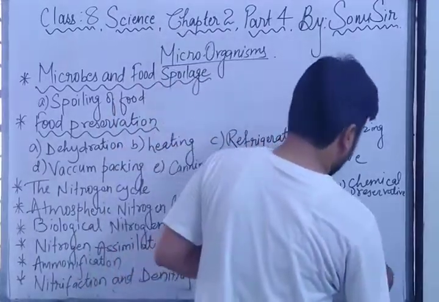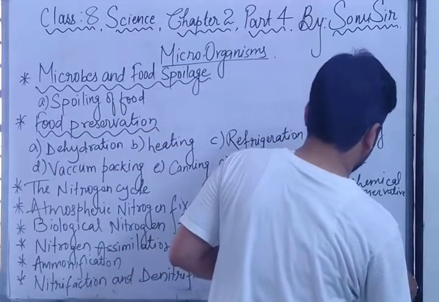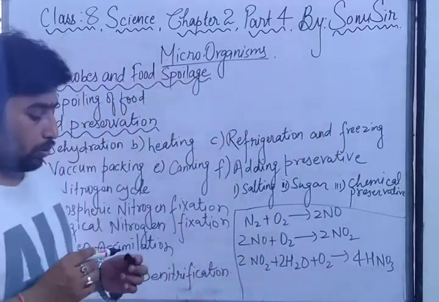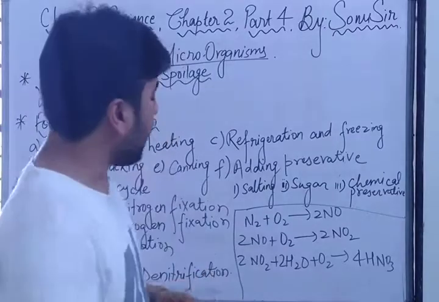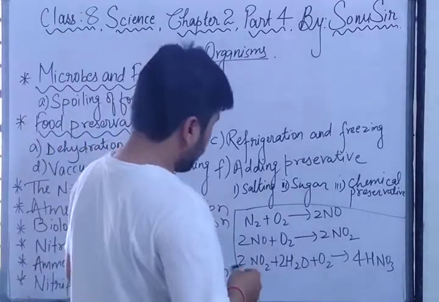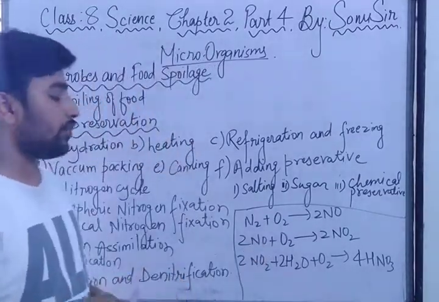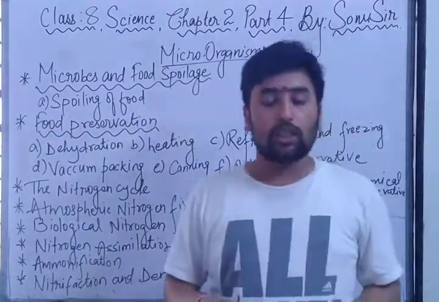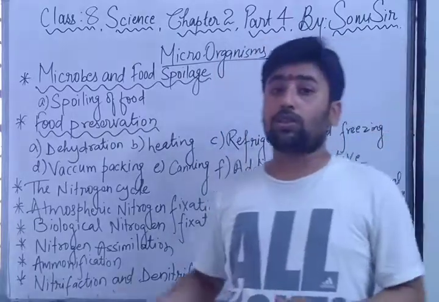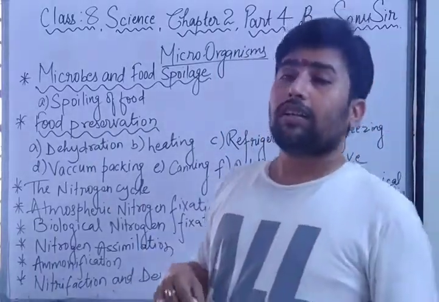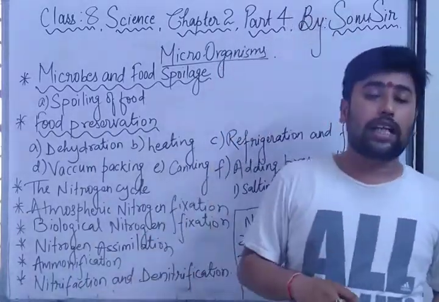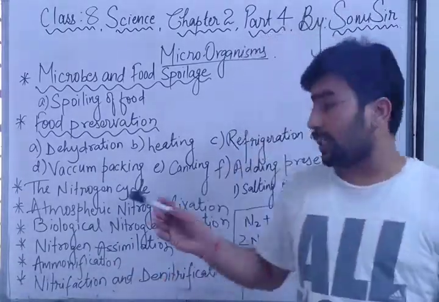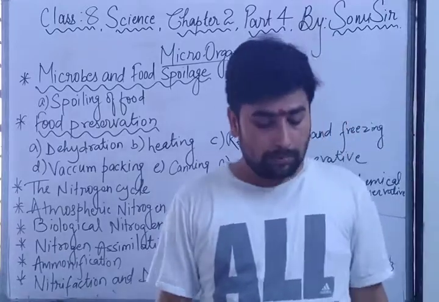So remember these chemical formulas, don't forget to write them in your notebook. You have seen here N2 plus O2 gives us 2NO, 2NO plus O2 gives us 2NO2, 2NO2 plus 2H2O plus O2 gives us 4HNO3. HNO3 is the chemical formula of nitric acid. So when atmospheric nitrogen converts into a form favorable for the plant, only then is that fixed nitrogen used by the plant.